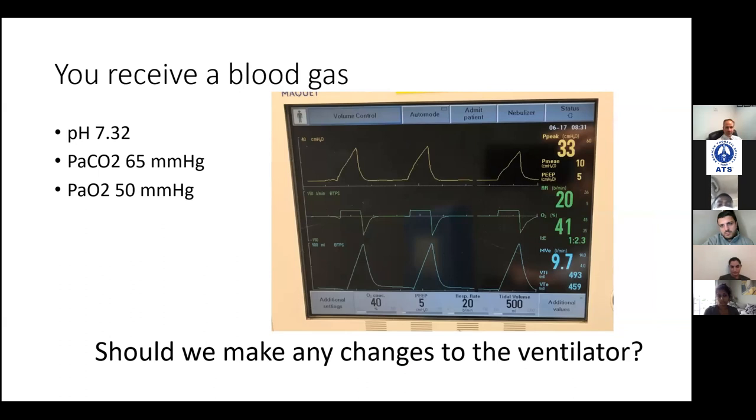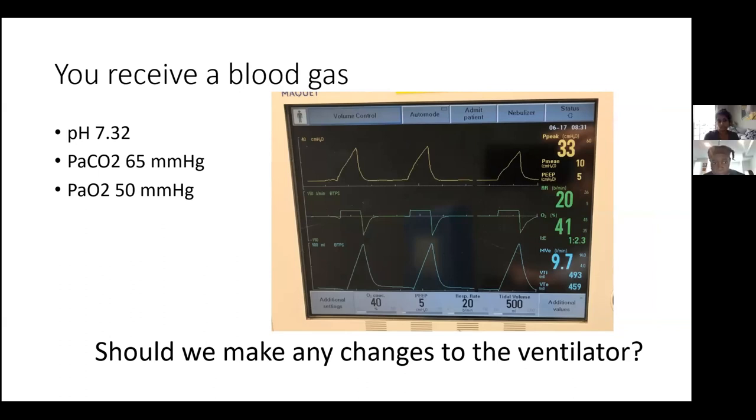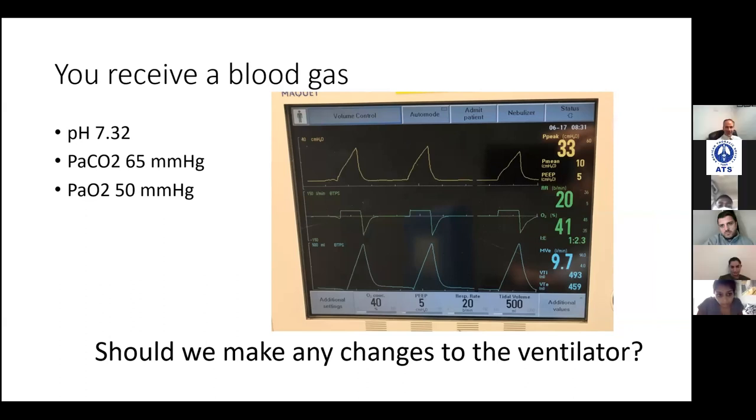Can you hear me? Yep. Oh, okay. So it looks like he has respiratory acidosis, so it's a ventilation issue. So we are looking at either increasing the respiratory rate or increasing the tidal volume in this case.